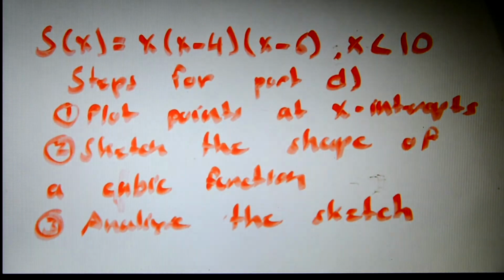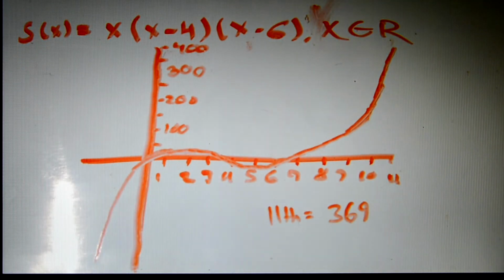To answer part B of this question, we must use the following steps. Step 1. Plot points at the x-intercepts. Step 2. Sketch the shape of a cubic function. Step 3. Analyze the sketch. Using my sketch of the function that models Maya's score throughout her game night, where x is unrestricted, we can see that this is not an accurate representation of her score, as by even the 11th game, her score is as high as 396 points, which, judging by the previous increments, is most likely impossible, or very, very unlikely.